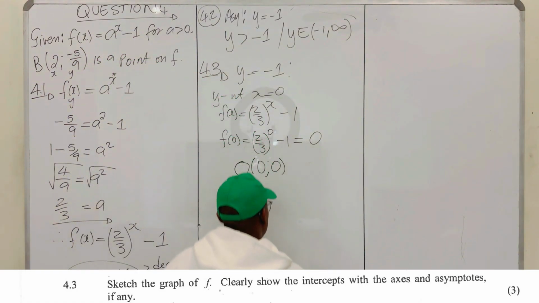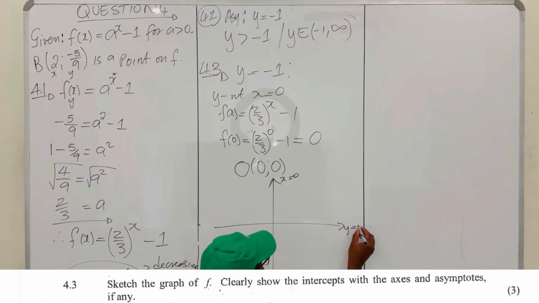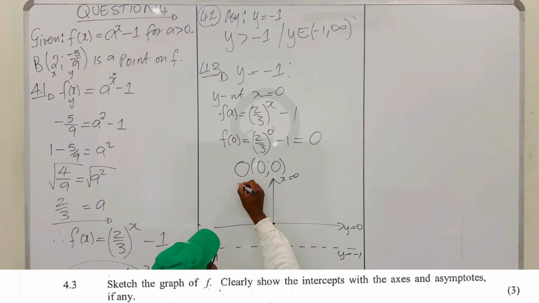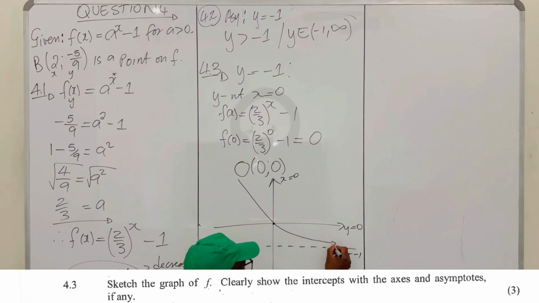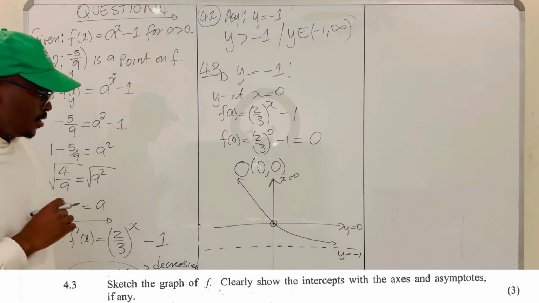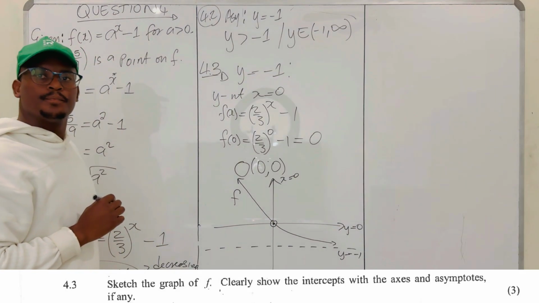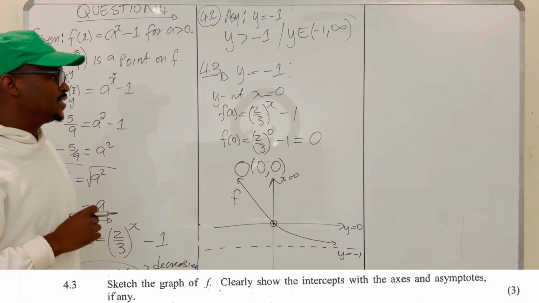If we plot this thing, it should look something along these lines. This is x equal to 0, and this is y is equal to 0. We know that we have a horizontal asymptote here at y is equal to -1, and we know this thing is decreasing. So it should be something along the lines of this. And this is the origin here, 0 and 0. This is how I would draw mine, and of course, this is my f. So I think I'm done with 4.3.